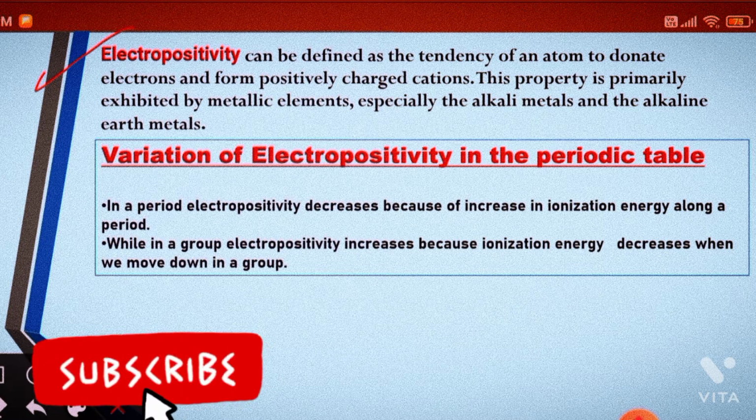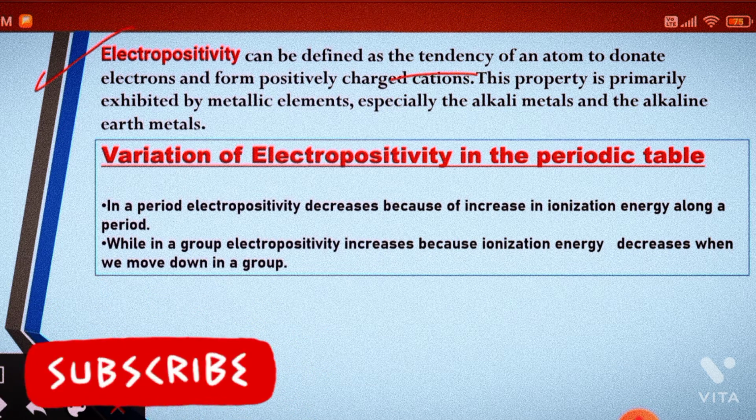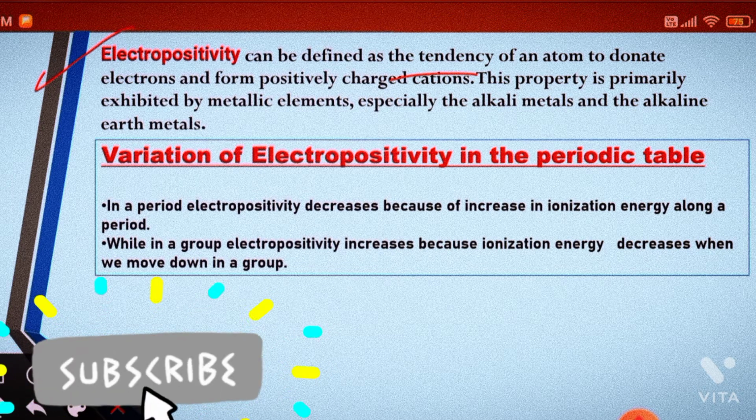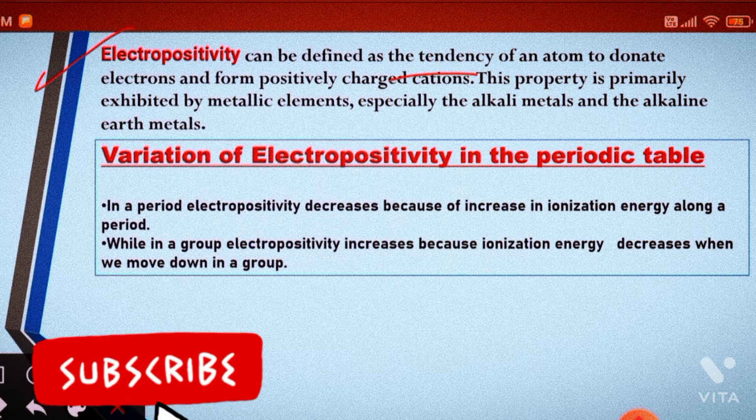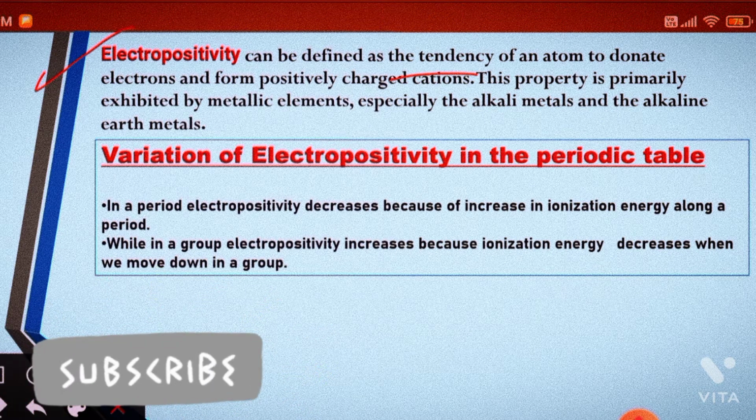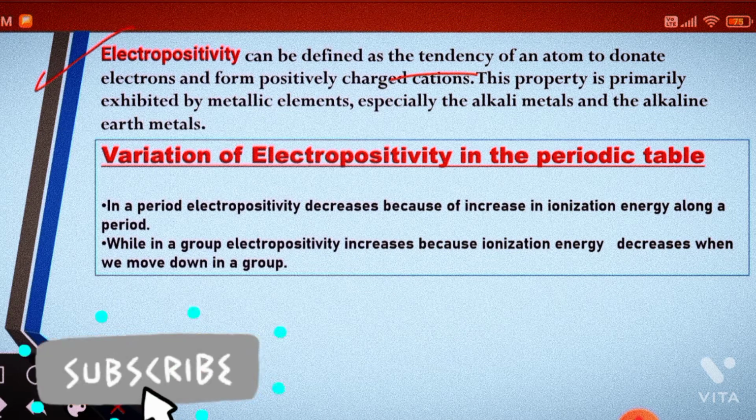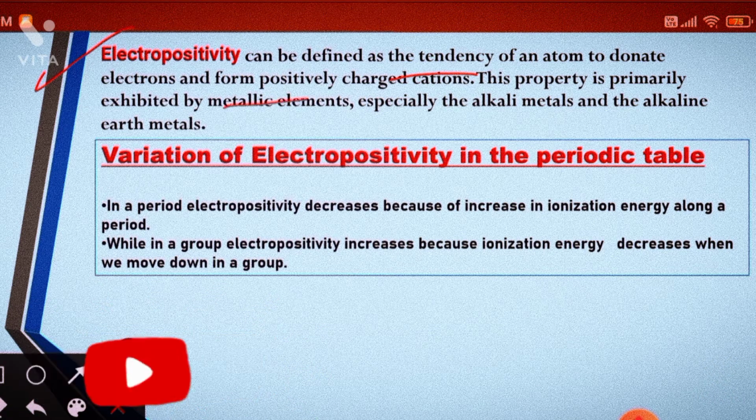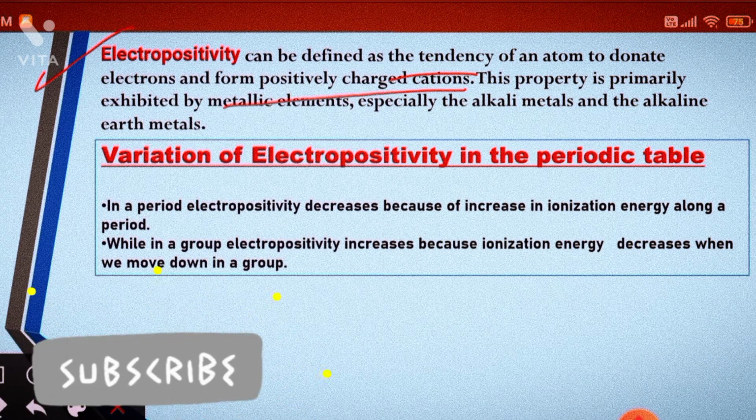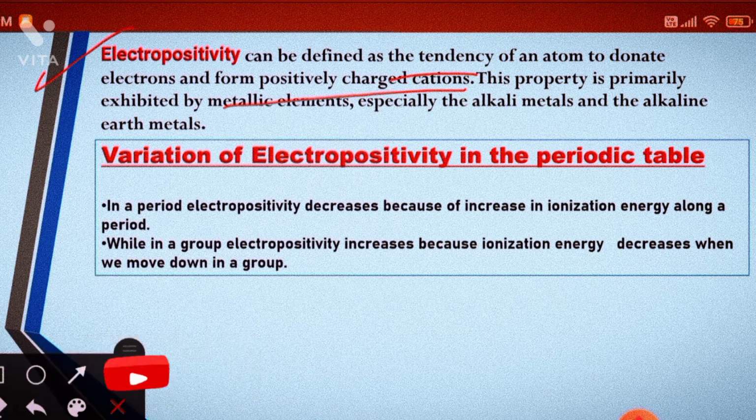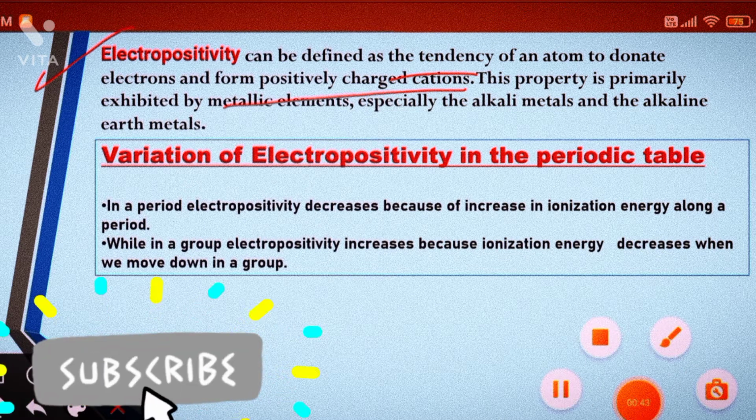As we can see in the definition, it is the tendency of an atom to donate electrons. It means it is the nature of an atom, due to which the atom donates the electron to another atom. Why does it donate? What is the reason behind that? That we'll see. So it is the nature of an atom by which it donates the electron and forms positively charged cations. Cation means a positively charged particle.